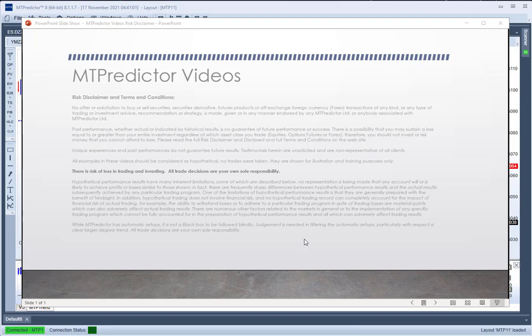In today's MTPredictor video, I'd like to take a look at a lovely trade that unfolded on the 3-minute YM yesterday and show you why it's important to let your trades run.